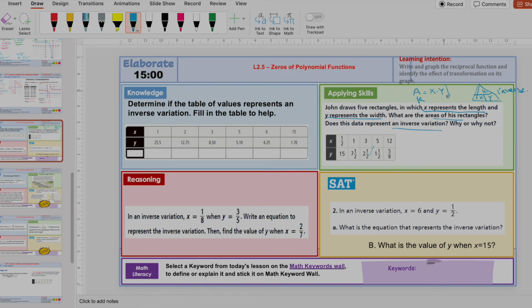Okay. That's the area for 1 rectangle. For 5 rectangles, just multiply them by 5. Okay? And then they said, does the data represent an inverse variation, yes or no? Just check out the k, and that's it.